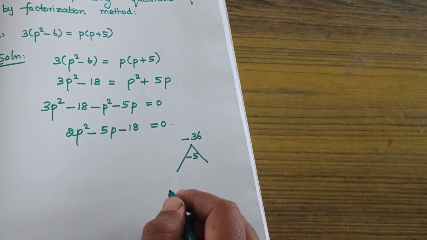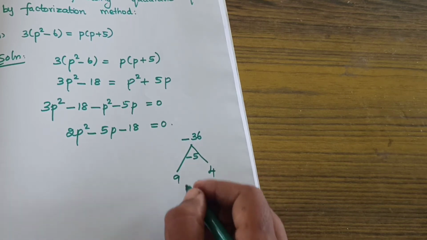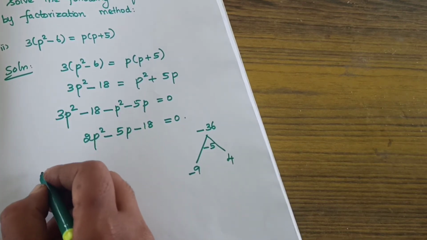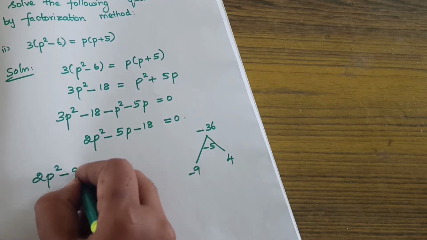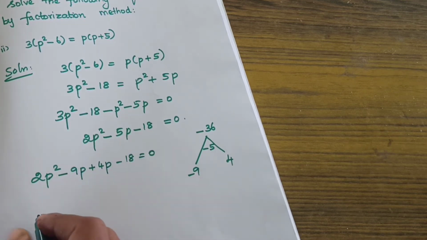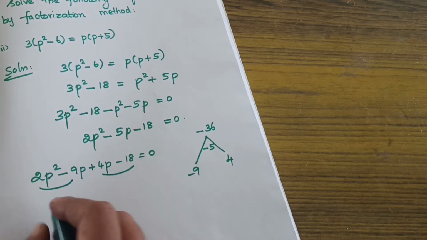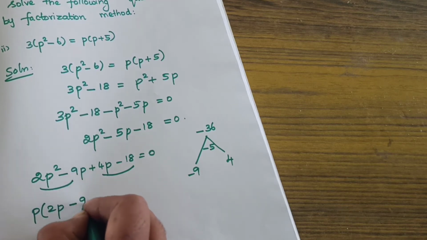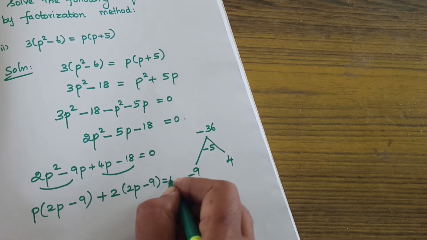In the 6th table, no, it is not possible. 9th table, yes. 9 fours are 36, and one positive, one minus. Okay, the steps are needed compulsorily. 2p square. Instead of minus 5, we can write minus 9p plus 4p minus 18 equal to 0. Then from two terms we need to take one common term outside. Compare two terms. So here the common term is p only. So p into 2p minus 9. Then here 2 only is common. So plus 2 into 2p minus 9, which is equal to 0.